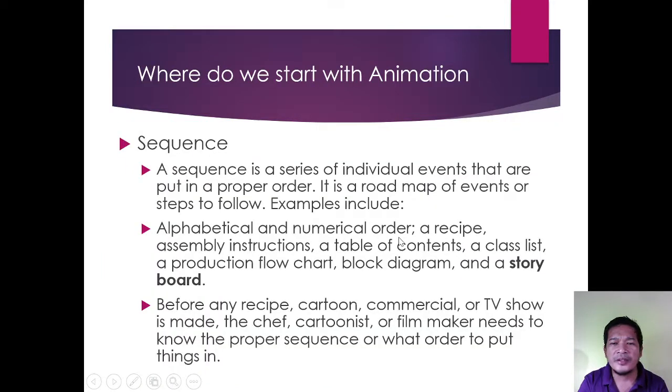So where do we start with animation? The first is what we call the sequence. A sequence is a series of individual events that are put in a proper order. It is a roadmap of events or steps to follow. Examples include alphabetical and numerical order, or a recipe, or assembly instructions. Numerical starts from 0 to 9 and alphabetical from A to Z. And a recipe is a step by step process.